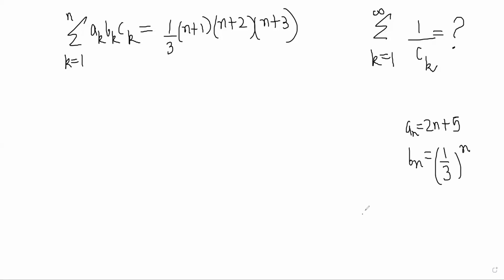See, I know the summation of ak, bk, and k is equal to 1 to n. That is an AGP, right? Correct?